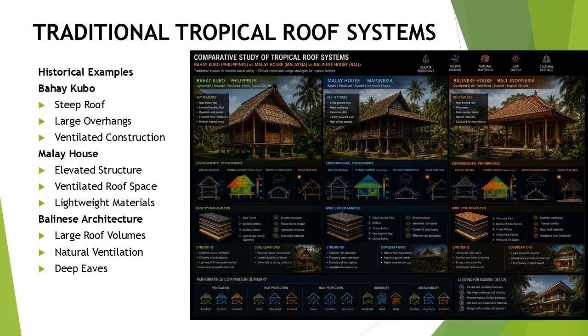Similarly, traditional Malay houses incorporated elevated floors and highly ventilated roof systems. Balinese architecture developed large roof volumes that facilitated heat dissipation. These examples demonstrate an important lesson. Traditional architecture often evolved through centuries of environmental adaptation. As architects, we should study these systems not because they are old, but because many remain environmentally effective until today.